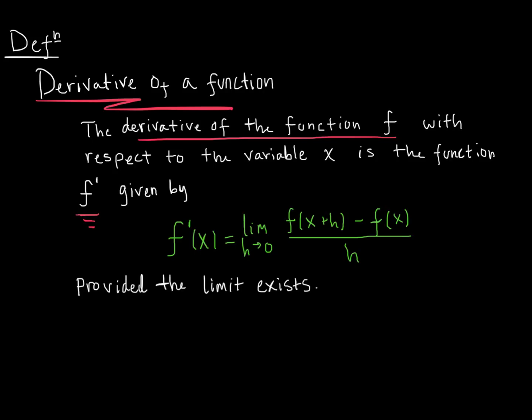So the derivative, and this is really just a recomposition of what we talked about in the discovery problem. The derivative of the function f with respect to the variable x, that means that the independent variable here is x, is the function denoted as f prime. This is how you say this, f prime, given by f prime, which is written in terms of x, is equal to the limit, as h approaches 0, of f, the original function, of x plus h minus f of x over h, provided that the limit exists. Obviously, if the limit doesn't exist, we can't define this function.